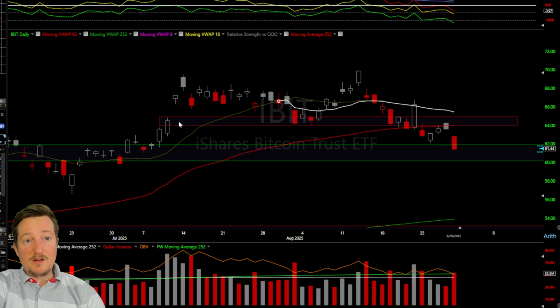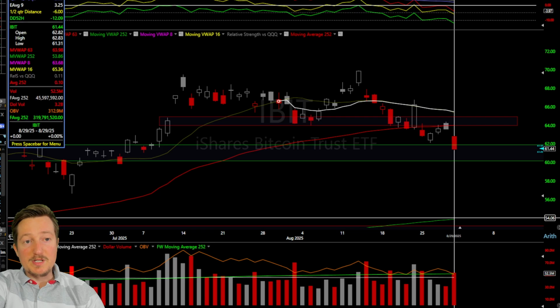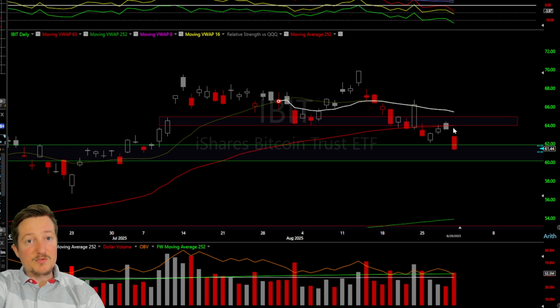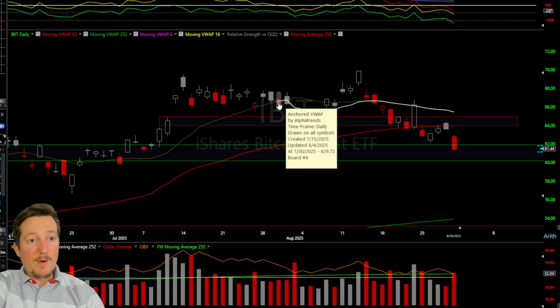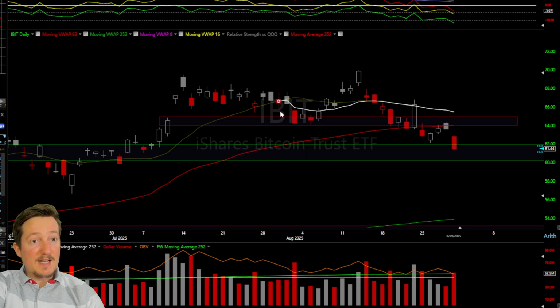As you can see here, I have a couple of things on my chart. I have two clear moving averages. This green one, which is the yearly moving average down here. This red one, which is the quarterly moving average. This yellow one, you can kind of see it here, is the 16-period moving average. And then we have an anchored VWAP from the Fed day and the employment numbers here in white.